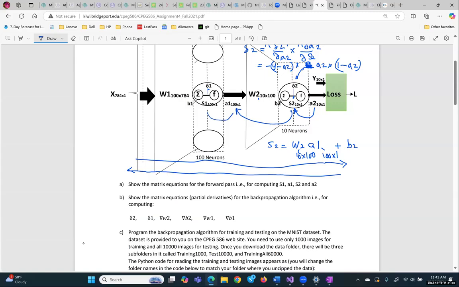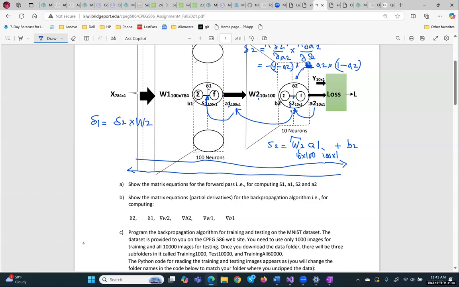Because to compute delta 1 is the derivative up to the middle of the neuron, right? So as you can see, what is partial S2 over partial A1 then? Just W2. Okay. So in other words, delta 1, how is it related to delta 2? Whatever the weight matrix that connects them together, that's all we have to multiply. So it is simply multiplied by.